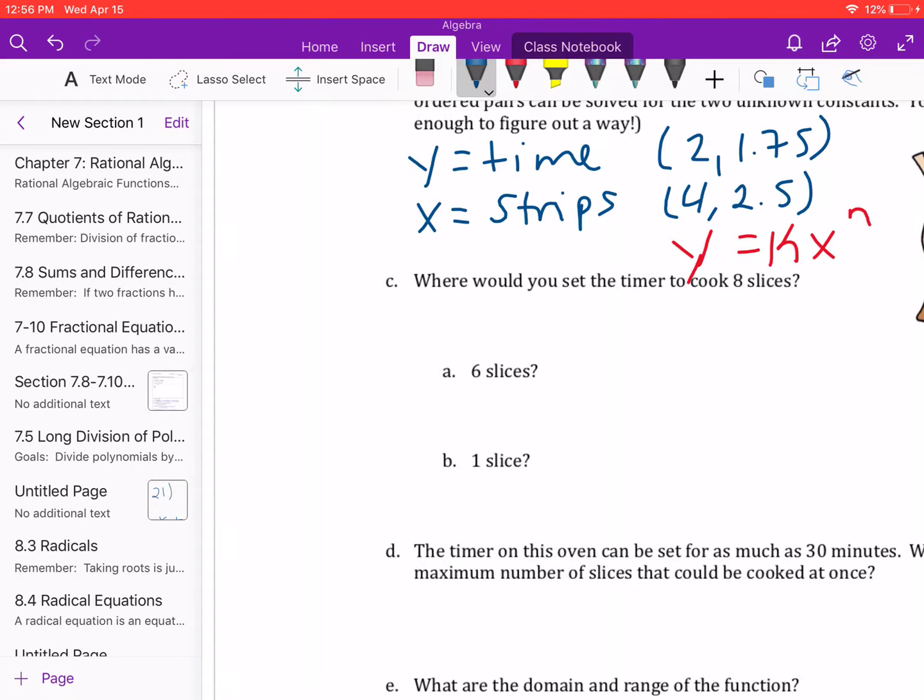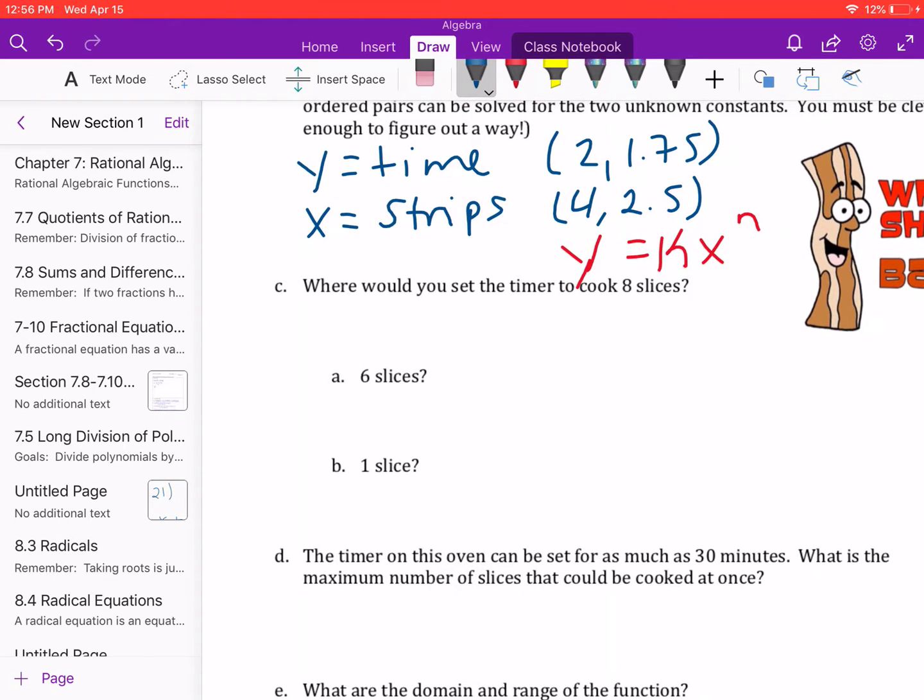You might be asking, why did I choose that ordered pair? Because it was the first one written. You could have chosen to use the other one as well, and you should come out with that same value for k. Now, in the next part, the question is, where would you set a timer to cook 6 slices? Or to cook 8 and then 6 and then 1, those are going to be our time. And so that's what you're going to plug in for y, and then you're going to solve for x.